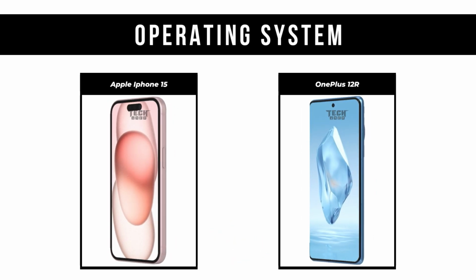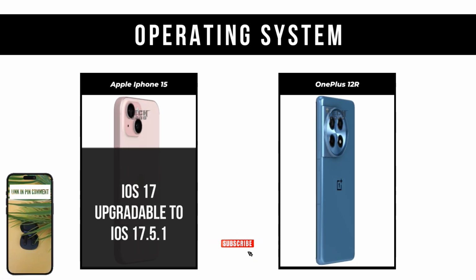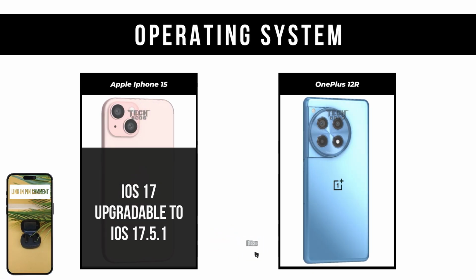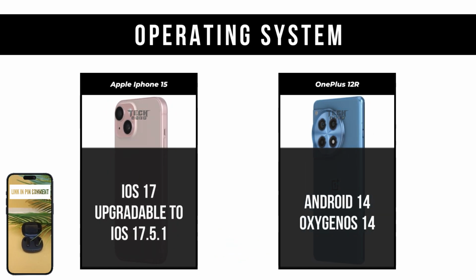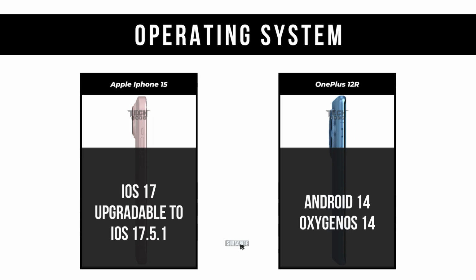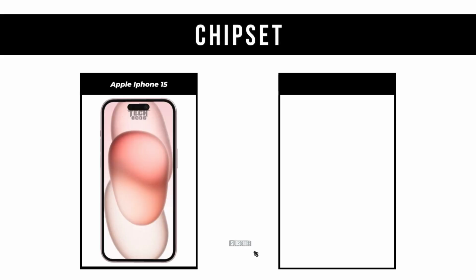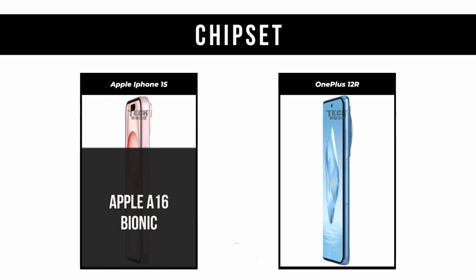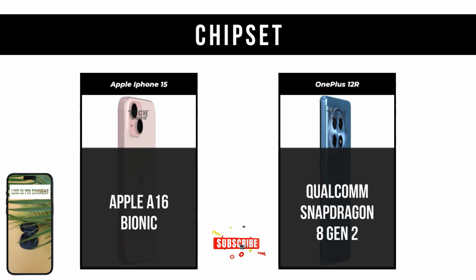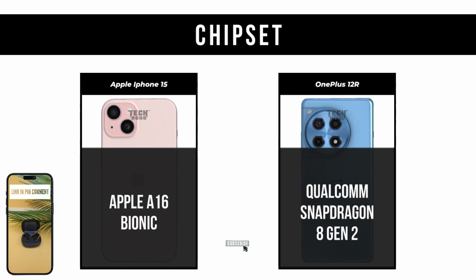Operating system. Apple iPhone 15 is iOS 17, upgradable to iOS 17.5.1. OnePlus 12R is Android 14, Oxygen OS 14. Chipset. Apple iPhone 15 is Apple A16 Bionic. OnePlus 12R is Qualcomm Snapdragon 8 Gen 2.